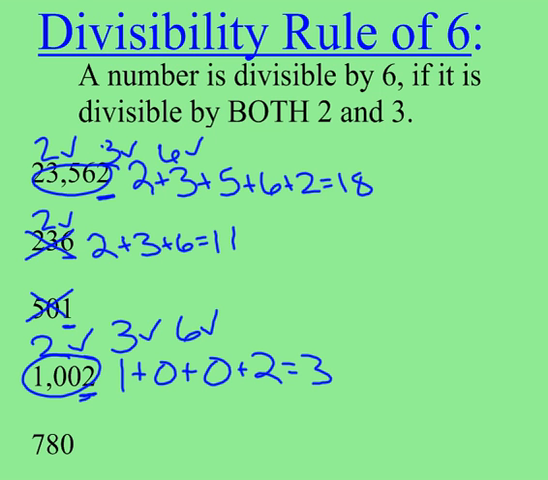In the last example of 780, it is an even number, so that means that 2 goes into 780. So let's see if 3 works. 3 goes into the number 15, so that means that 3 works in this number. And since both 2 and 3 work, therefore 780 is divisible by 6.